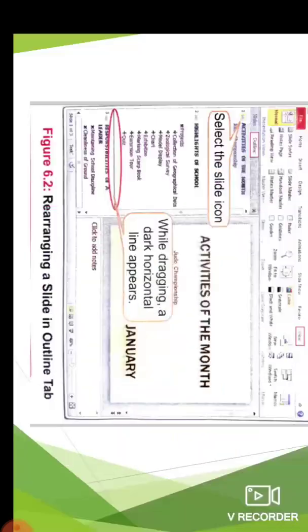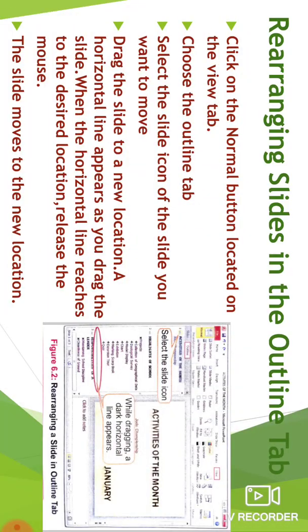So we are studying rearranging slides in the outline tab. How will you rearrange slides in the outline tab? For this, first you have to open the outline tab. For this, click on the outline tab button. Then select the slide whose position you want to change. Then drag it to the new location. While dragging, you see a horizontal line will appear. Then drag that slide to the position where you want to place it, then release the mouse, and you see that your slide moved to a new location.